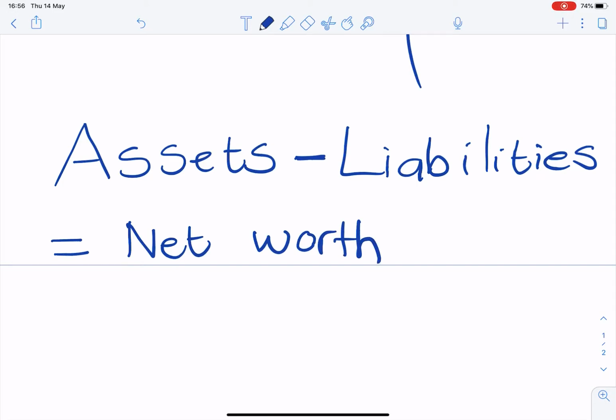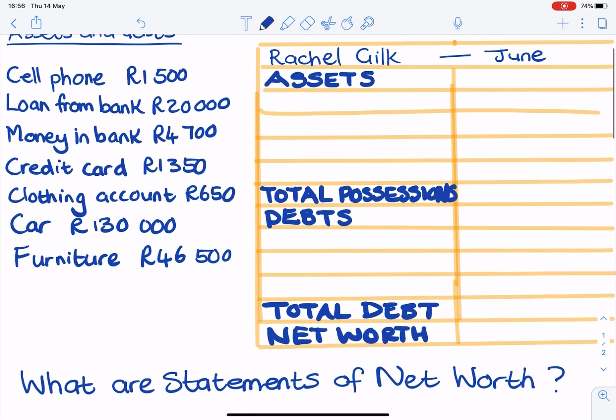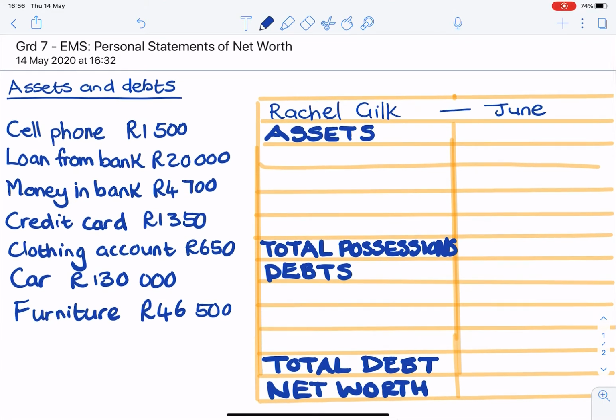So let's go and have a look at a statement of net worth. On the left, Rachel Gilk has given us a list of her assets and her liabilities or her debts. She has a cell phone. She owns it, so it is an asset, and it is worth 1,500 Rand.